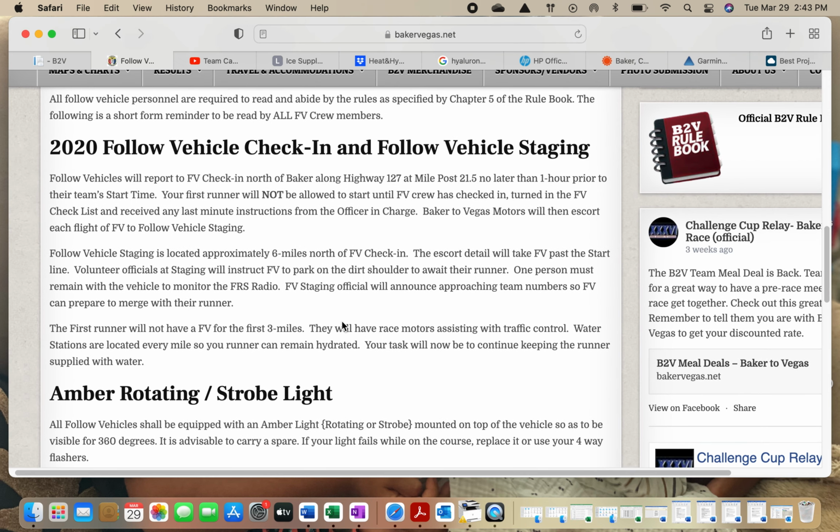So first of all, your team is required to show up at minimum 1 hour prior to your team's start time to the follow vehicle check-in station. My advice is to be there a bit earlier, especially if you're a new team. There's a little bit of a process to go through once you arrive and getting your vehicle checked in and ready for race. Remember, your team cannot start until your vehicle has been checked in and it's in the staging area. So again, your runner will not be allowed to start, even if they're at the start line ready to go, until your vehicle has been checked in and you are at the staging area ready to go.